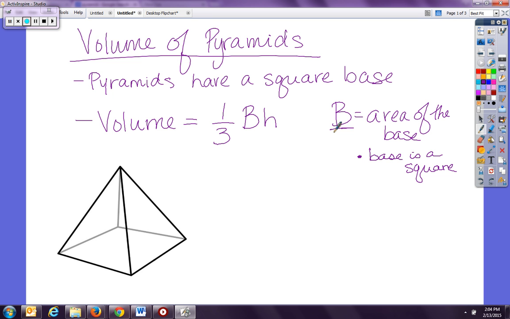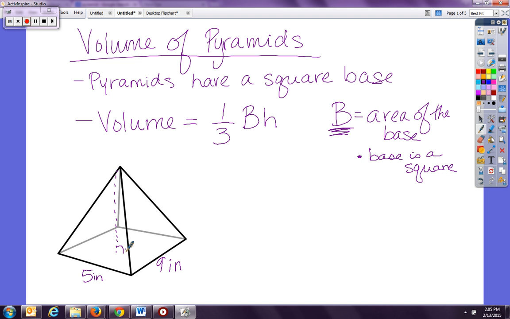So the big B here, just like when we had volume of triangular prisms, we had the area of the base, which in that case was a triangle. Here the base is a square. Okay, so now we just need to figure out what our numbers would look like. So if we have a volume of a pyramid, let's go ahead and give dimensions of 9 inches. Let's give 5 inches. And then there should be a height given, okay?